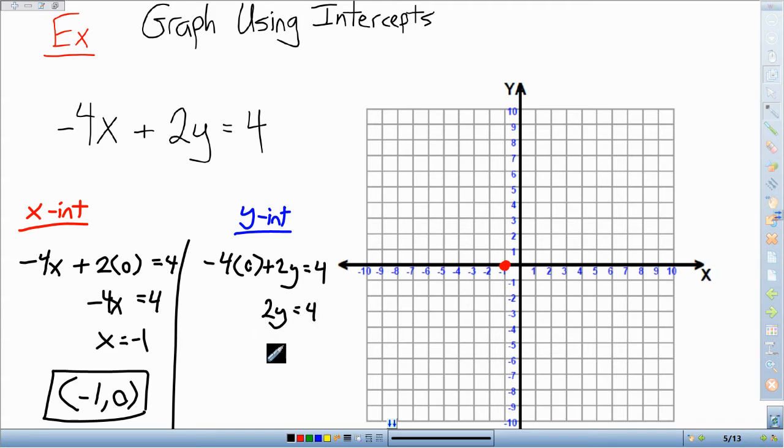Divide both sides by 2. Looks like y equals 2. And again, that would be enough for me to say, okay, there's my y-intercept at positive 2. But let's do the coordinates: 0 on the x, 2 on the y.